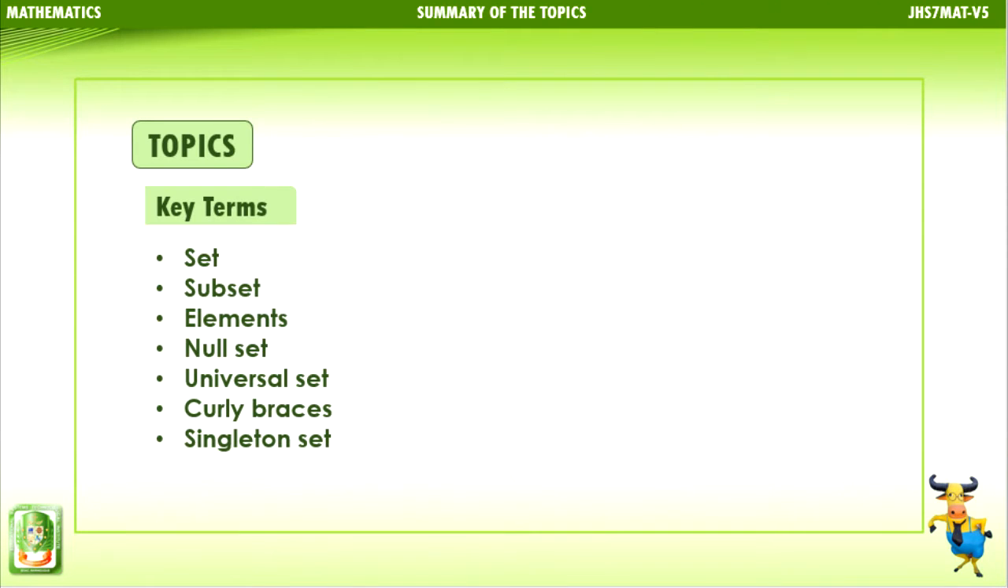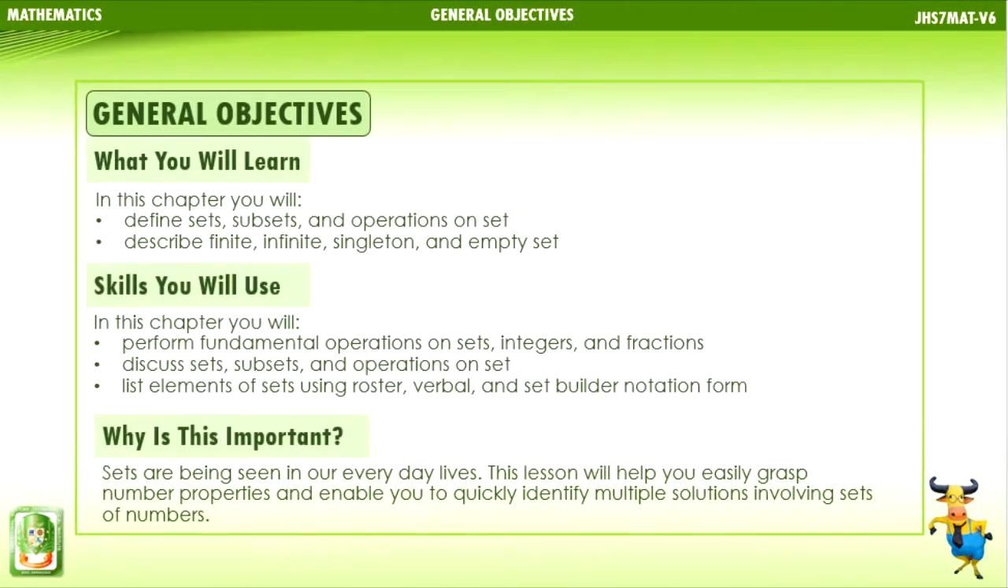To understand better our topic for today, we must take note of the following key terms: set, subset, elements, null set, universal set, curly braces and singleton set. In this chapter, you will define sets, subsets, and operations on sets, describe finite, infinite, singleton, and empty sets. You will also perform fundamental operations on sets and integers, discuss sets, subsets, and operations on sets, and list elements of sets using roster, verbal, and set builder notation form.